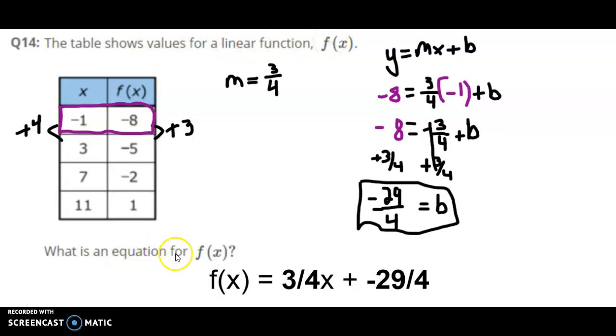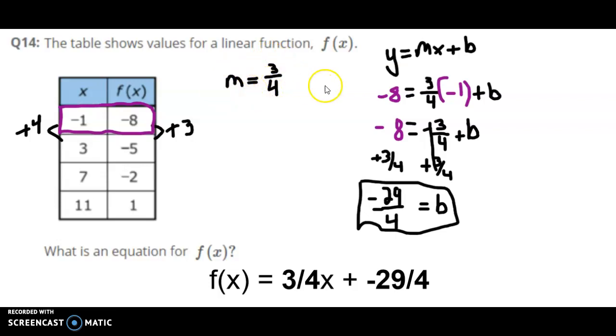Question 14, the table shows values for a linear function, f of x. We want to know what the equation is for f of x. So first, I found the difference between negative 1 and 3, which is plus 4, and negative 8 and negative 5, which is plus 3. This is the rise. This is the run, so I'm finding my slope, which is rise over run, of 3/4.